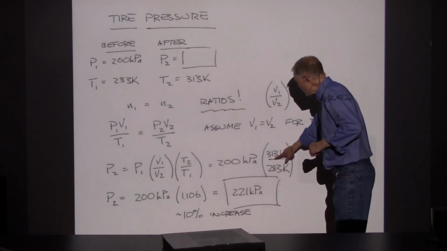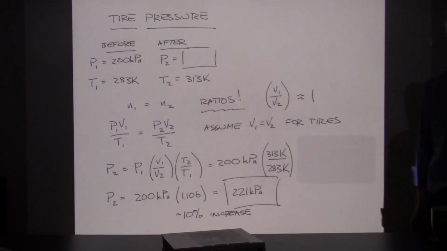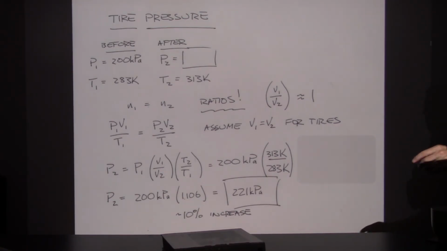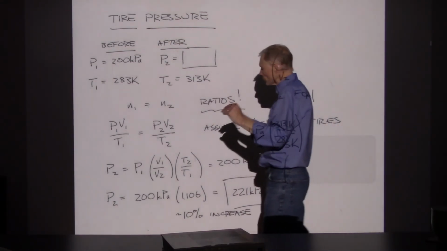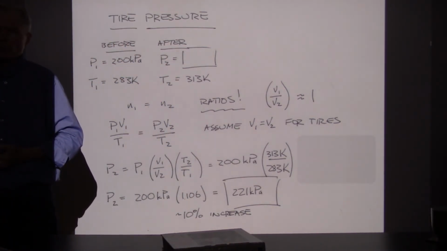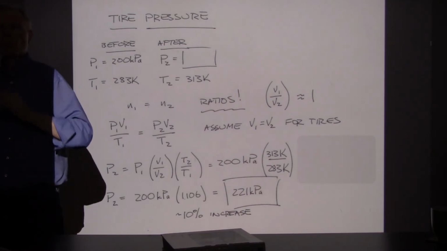Going to 313 divided by 283, that's only an increase of 10 or 11%. Even over a pretty good sized temperature range, the pressure is only going to go up about 10%. That still may be something you want to keep an eye on in driving your car. So with that 10% increase, the pressure went up to 221. It started at 200 and went up to 221. Not a huge deal. If you're thinking of pounds per square inch, if you start at 30, at the higher temperature it's going to be 33.